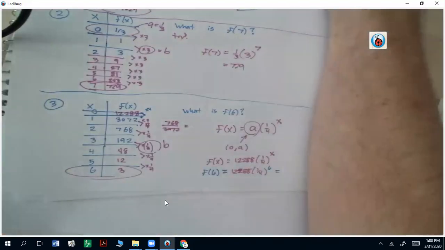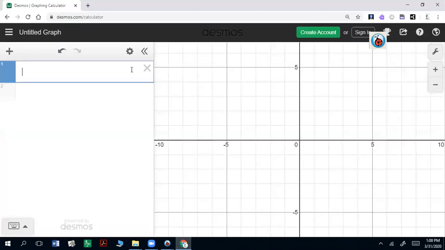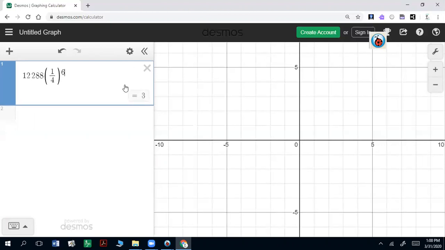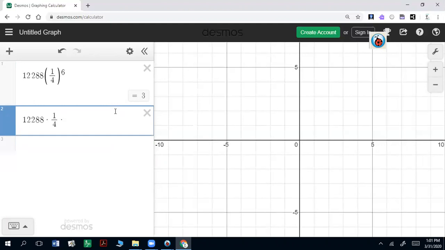And let's verify that we get 3. And we do, and just a reminder that that's the same as 12,288 times 1/4 times 1/4. Again, multiplying by 1/4 is the same as dividing by 4. And so that's really what our table is giving us. So your answer is 3.